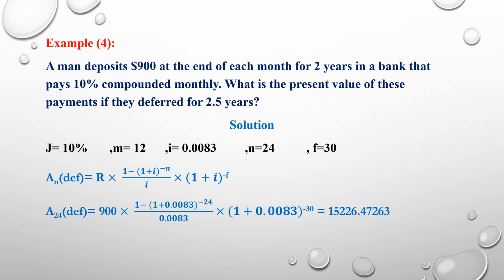Example 4. A man deposits $900 at the end of each month for 2 years in a bank that pays 10% compounded monthly. What is the present value of these payments if they are deferred for two years and a half? So the man deposits $900, which is R, at the end of each month. So it's a periodic payment. So this is an annuity, and as it is made at the end of each month, this is an ordinary annuity.